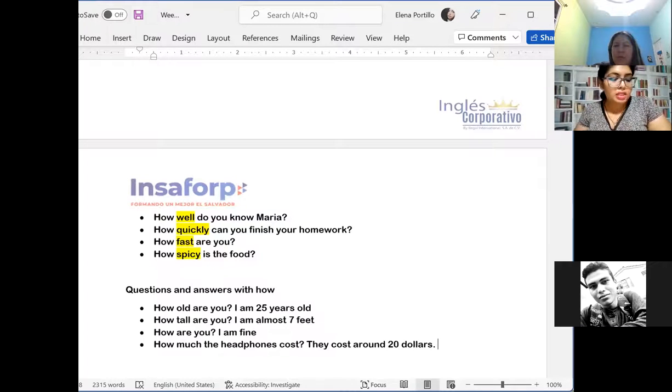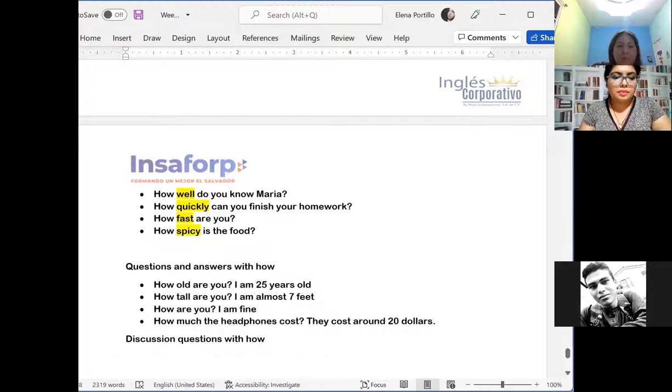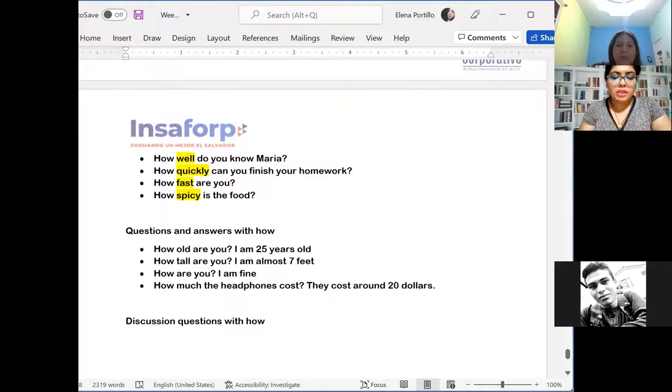And now it says discussion questions with how. We have another part of this topic, that is the discussion questions with how. So in this case, we can use this kind of question to create a discussion. When you want people to talk about a specific topic, you can use this kind of question using how. You are going to create a conversation club. You are going to create a conversation practice. So you can create this kind of questions to make people talk.